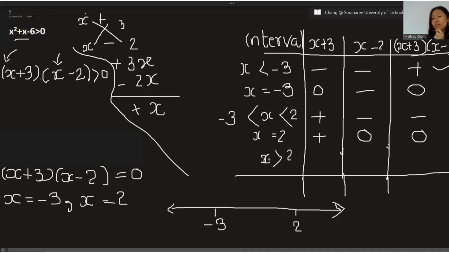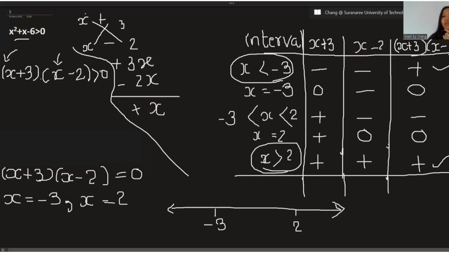Okay, lastly, when x is greater than 2, you can consider any number greater than 2. I will just simply take 3. So 3 plus 3, what will you get? 6. So you will get plus 6. 3 minus 2, what will you get? You will get plus 1. So when you multiply plus and plus, what will you get? You will get a positive value, right? So a positive value is greater than 0. So you can consider this interval. So you have to take these two intervals in order to get the values greater than 0.